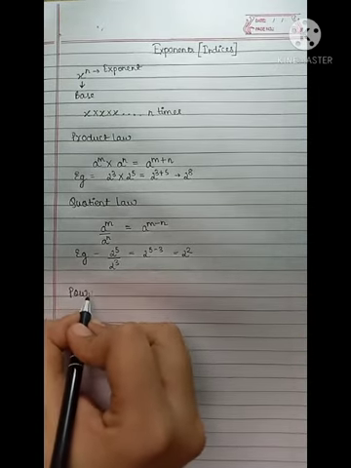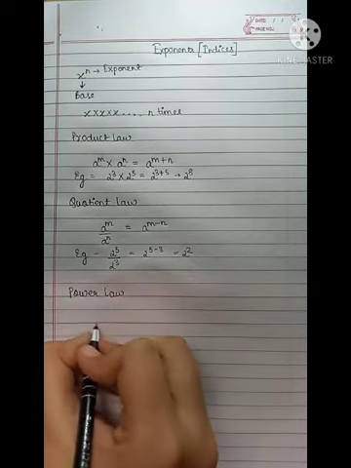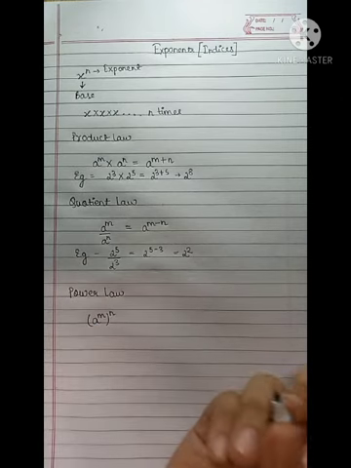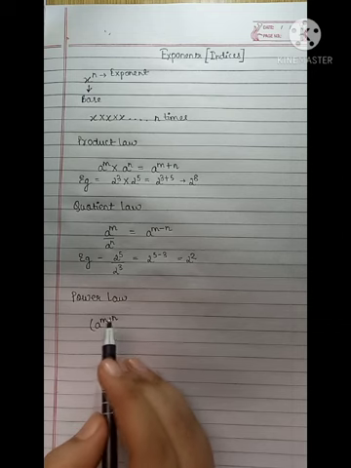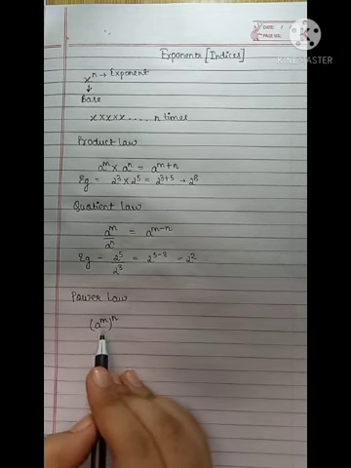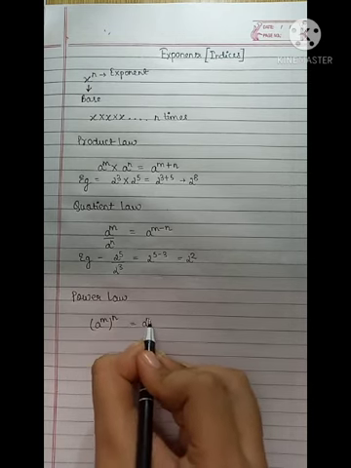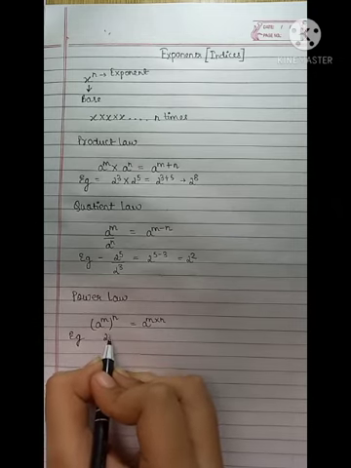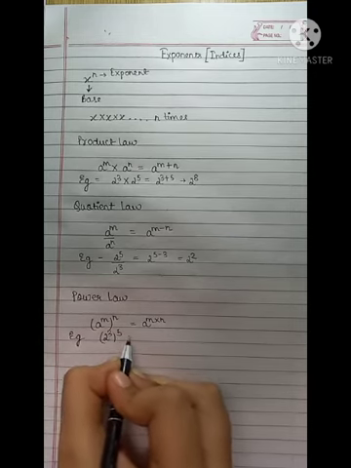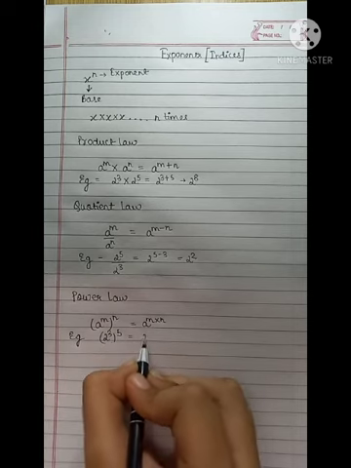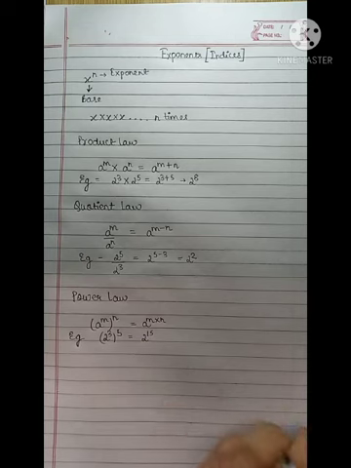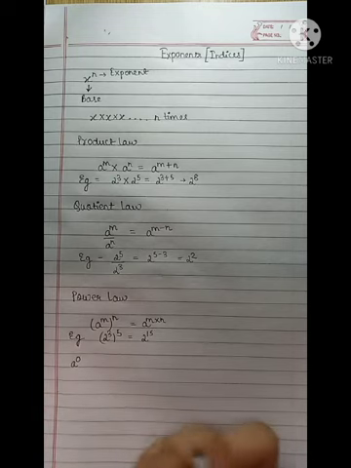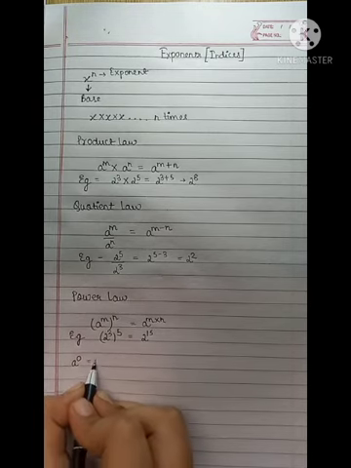Power law: a to the power m, whole to the power n. If one power is outside the bracket and one is inside the bracket, then these two are multiplied: a to the power m into n. For example, 2 to the power 3, bracket, to the power 5. Then these two are multiplied. The answer is 2 to the power 15. If a has power 0, or any literal or any constant has power 0, the answer is always 1.